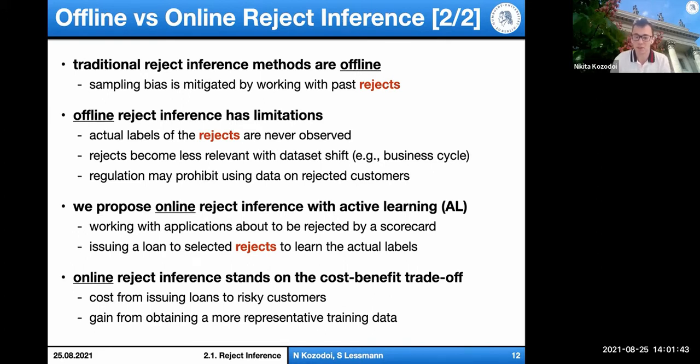So this is why looking at this cost-benefit trade-off, where the cost comes from issuing loans to risky customers, and the gain comes from having more representative training data and training a better model on this training data, this trade-off is important to keep in mind here. And this emphasizes the question: what are these rejected cases that we are going to actually label, that we are going to issue a loan to? This is where active learning may be helpful.